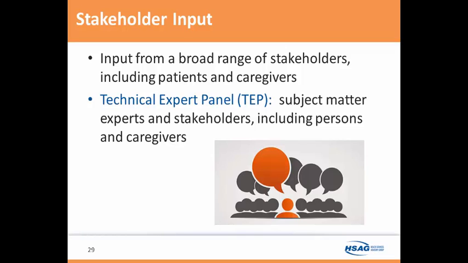Specifically, for measure conceptualization, the TEP gives input on the measure topics and their importance. They help refine the candidate measure list. They apply the evaluation criteria to the candidate measures and assess the feasibility of the measures. The TEP is convened multiple times across the lifespan of measure development. It should be noted that the TEP is convened by the measure developer, not by CMS.